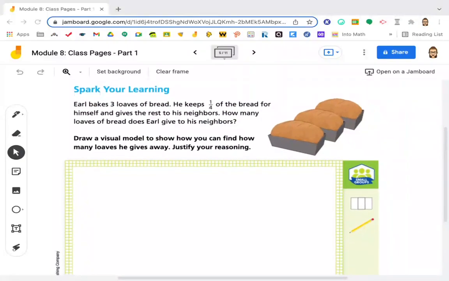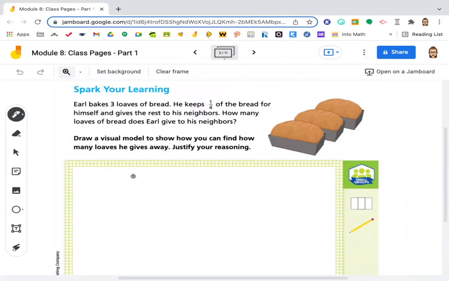So, spark your learning. It says Earl bakes 3 loaves of bread. He keeps 1/4 of the bread for himself and gives the rest to his neighbors. How many loaves of bread does Earl give to his neighbor? Draw a visual model to show how you can find how many loaves he gives away. Justify your reasoning.